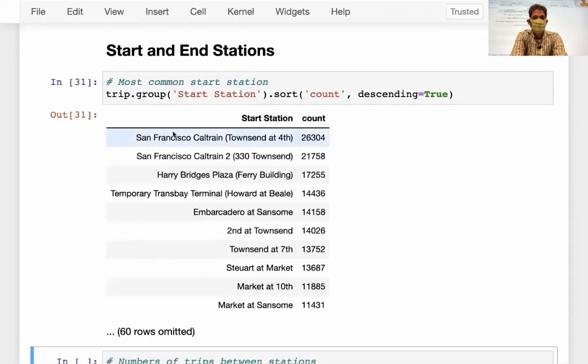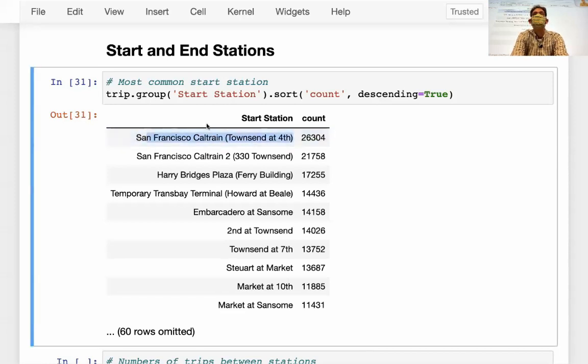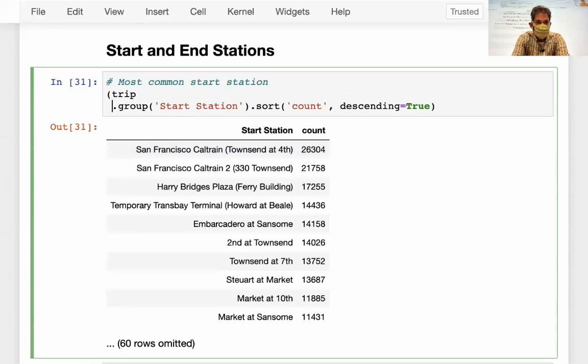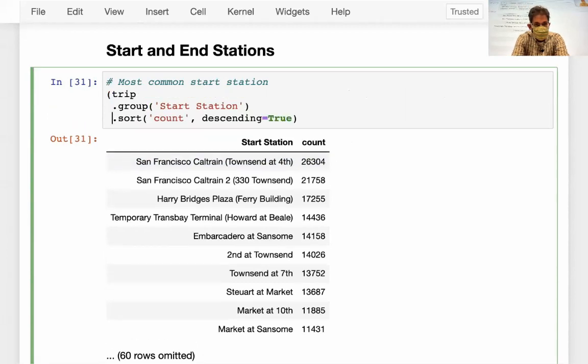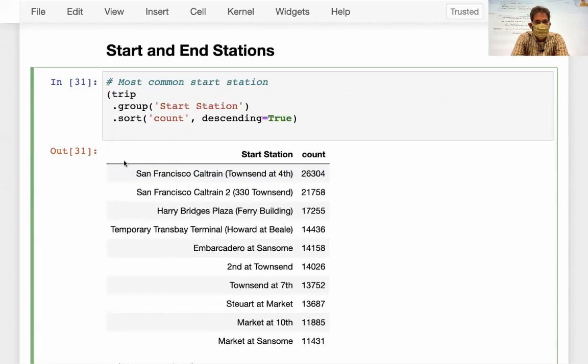Which was the San Francisco Caltrain station at Townsend and 4th. Had 26,000 trips start from. If what we really wanted was this string right here, what would we do? We'd first sort. This is kind of like a many-step thing. We'd start with the trip, we'd group, we'd sort. Now we know where the string is, and we can get it out.